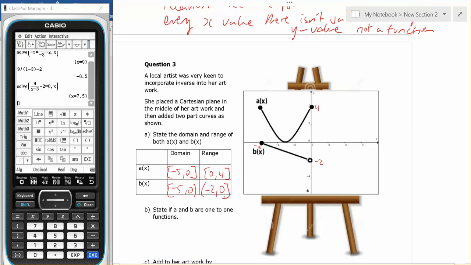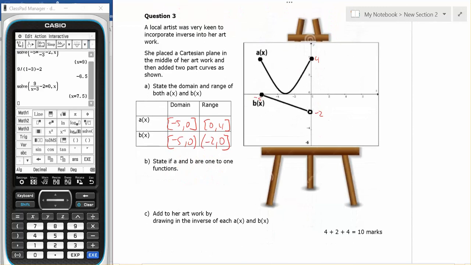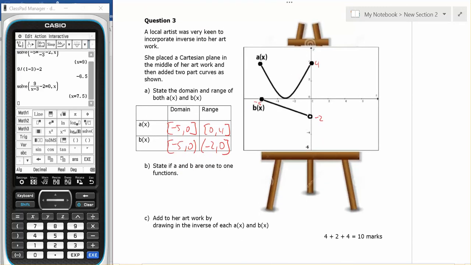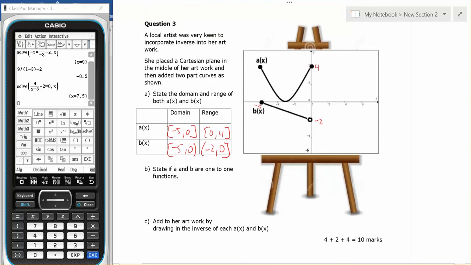Okay, so you've got to be really careful with your brackets. State if A and B are one-to-one functions. So A of x and B of x, so A would not be a one-to-one function because it fails the horizontal line test, so not one-to-one, and B would be one-to-one.